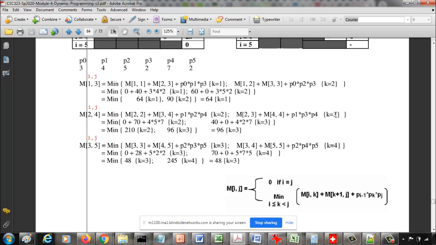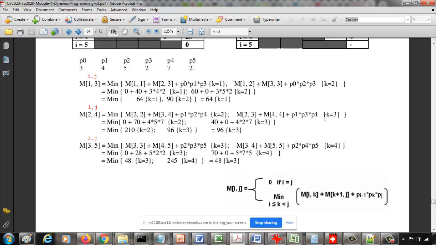Now for k equals 3, you can do it even from here, so you fix k here as 3, and again i and j are fixed as 2 and 4. So this is your i, this is your j, so m of 2 comma, now k is 3 plus k plus 1, so m of 4 comma 4. And p1 and p4 are fixed, but you multiply now in between by p3 because k is 3, so p i minus 1, which is p1, times pk, which is p3, times pj, which is p4.